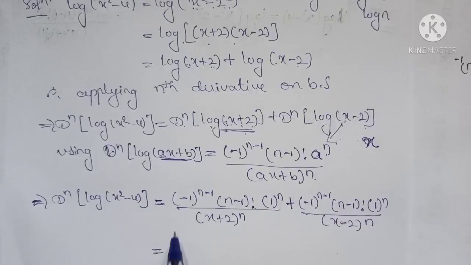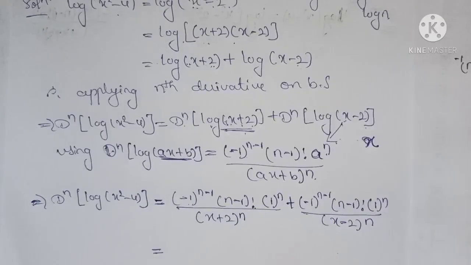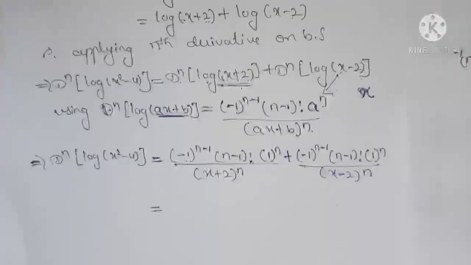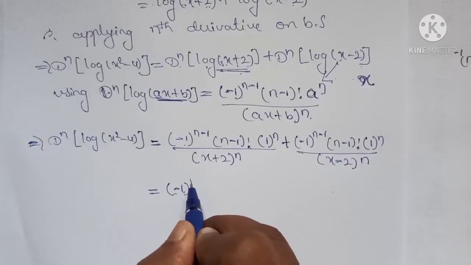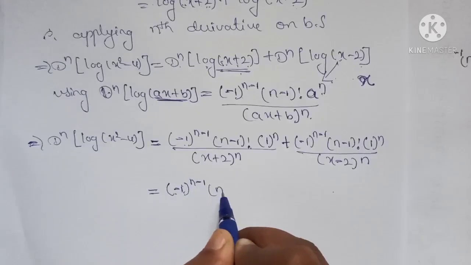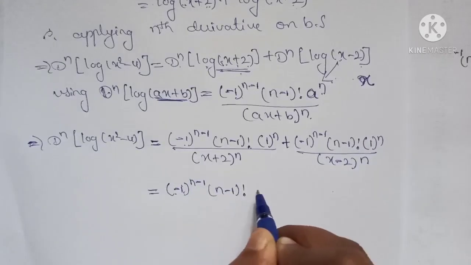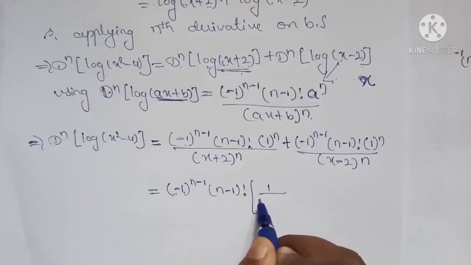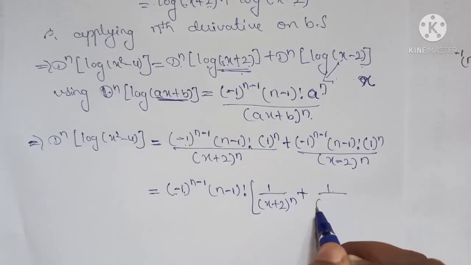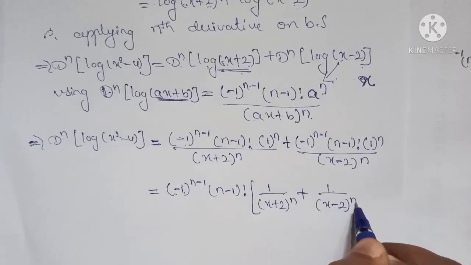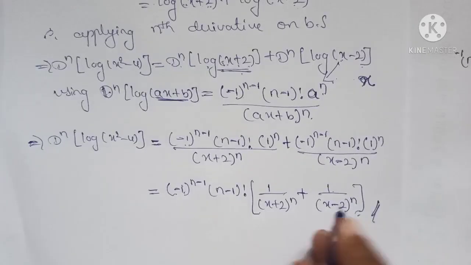Further simplifying, in both terms we get minus 1 raised to n minus 1 and n minus 1 factorial common, so we can take minus 1 raised to n minus 1 into n minus 1 factorial common, then we get 1 divided by x plus 2 raised to n plus 1 divided by x minus 2 raised to n. So this is the required answer.